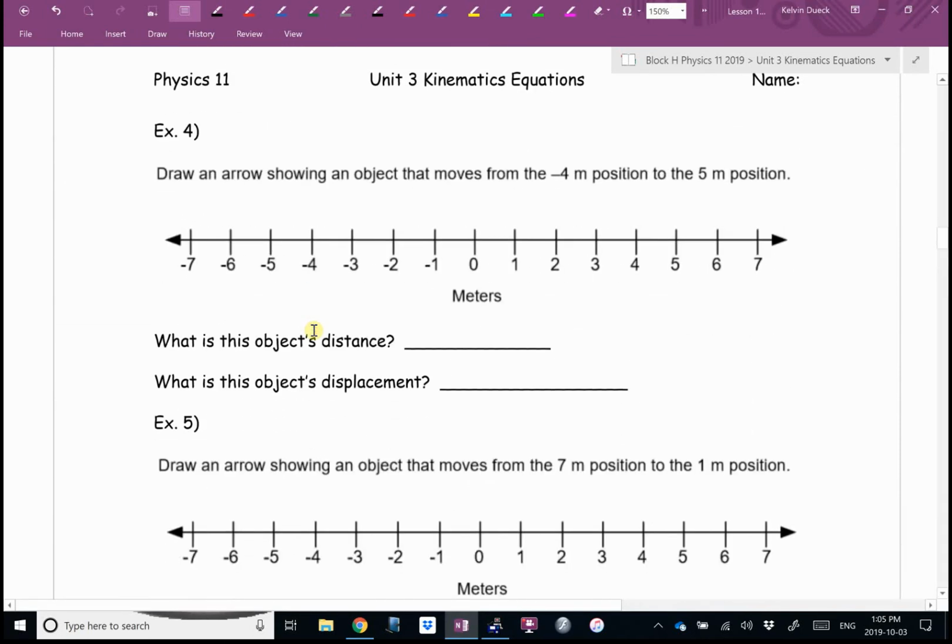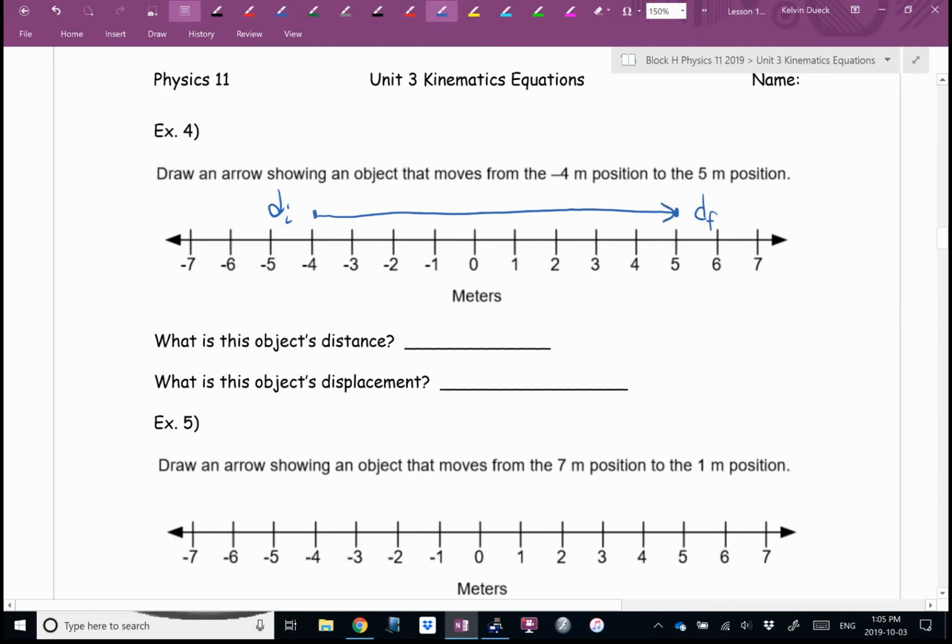Example 4 says, draw an arrow showing an object that moves from the -4 meter position to the +5 meter position. I can do that. I'm going to put a little dot at -4. I used the letter x last time. Just for a change, I'll use the letter d. And this is my initial position, so d_i. There's my final position, d_f. And to show the direction of movement, I'll draw a vector arrow.